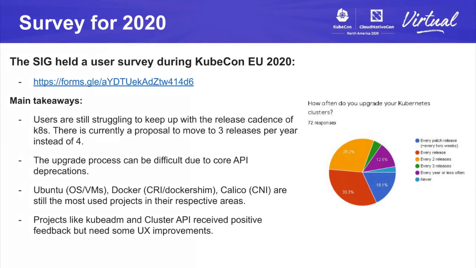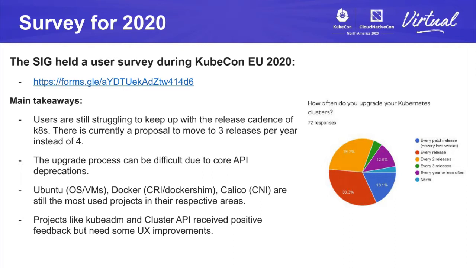During KubeCon AU 2020, we created a survey to let our users get back to us with some feedback. The main takeaways are: users are still struggling to keep up with the release cadence of Kubernetes. Currently, there is a proposal to shift to a 3 releases per year process instead of 4. This seems to be a very favorable option by a lot of users. The upgrade process can be difficult due to core API changes and deprecations and removals. Basically, we saw a number of comments about this as direct responses in the survey itself.